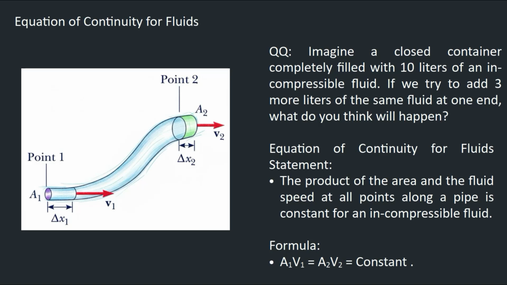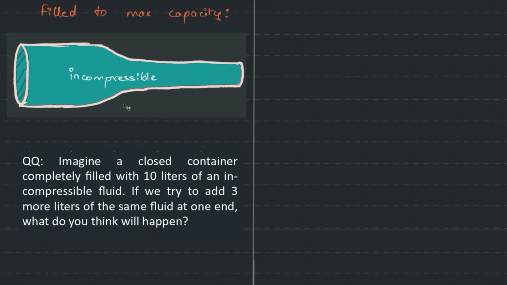We're looking at a very commonsensical law. So I would like to explain it this way. Imagine that we have a closed container. It is filled to the maximum. At one end, supposing we have an opening, and at the other end we have another opening.